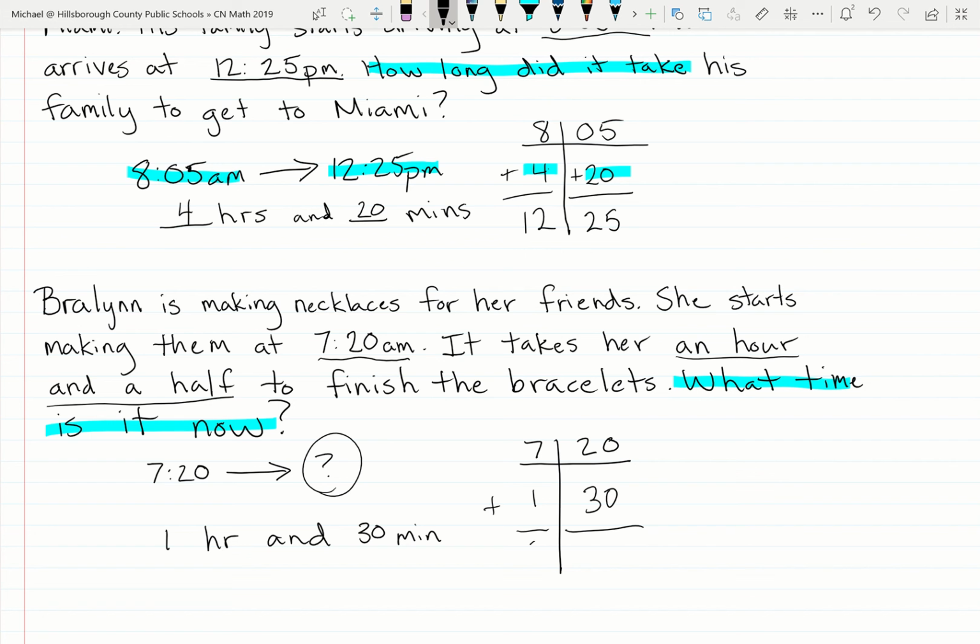So if we add 7 plus 1, we get 8. If we add 20 plus 30, we get 50. So if we take this bar away and we put a colon there, you have your time right there. The time is 8:50. Let's see, what would it be, AM or PM? If you said AM, you were right.